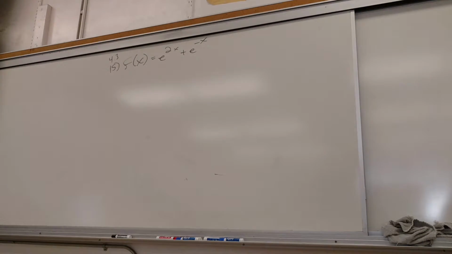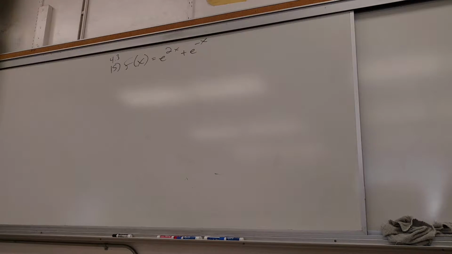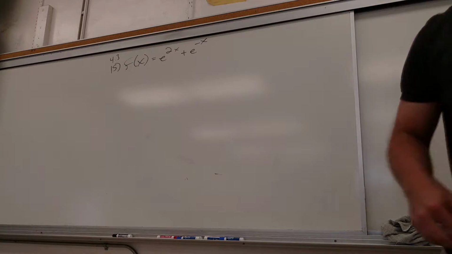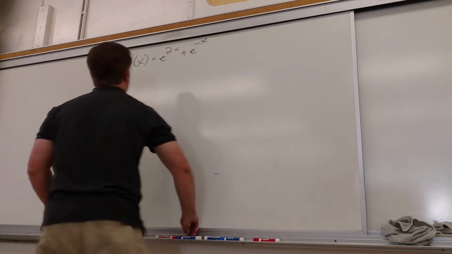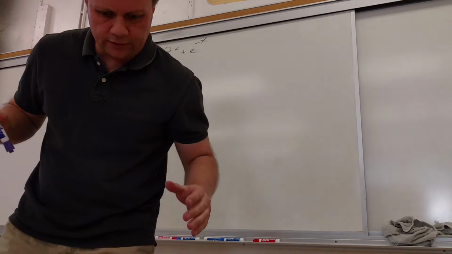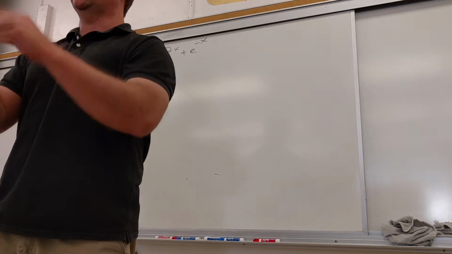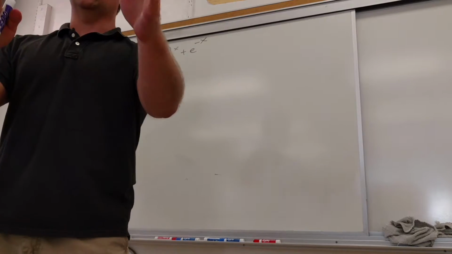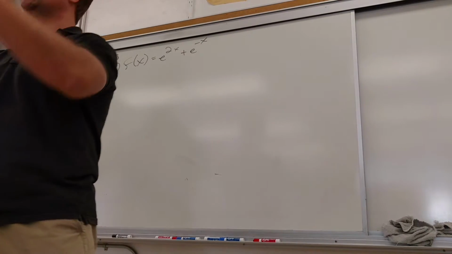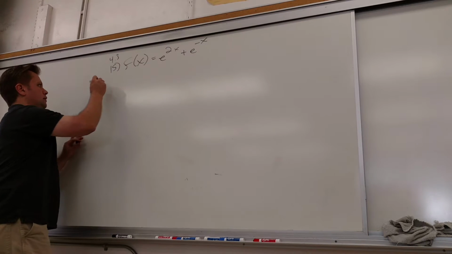All right, and this one says it's got several parts to it. Part A says find the intervals where it's increasing, decreasing. So what do you need to do that? Find the derivative, because that's what controls the slope, which tells you when it's increasing, decreasing.